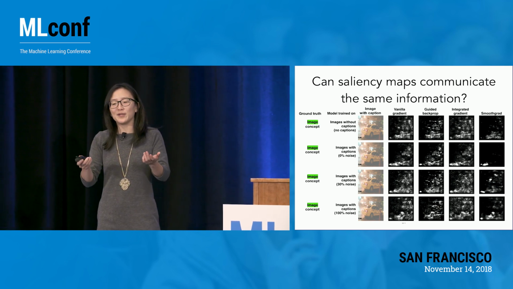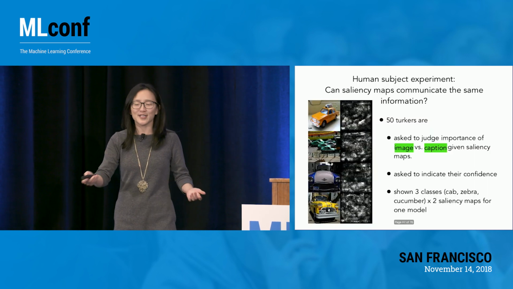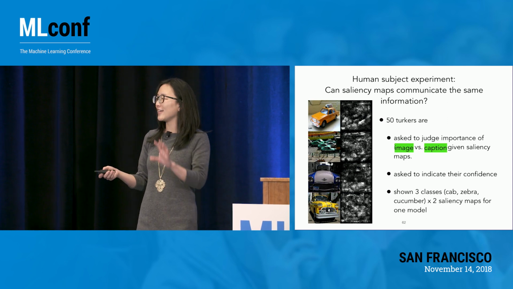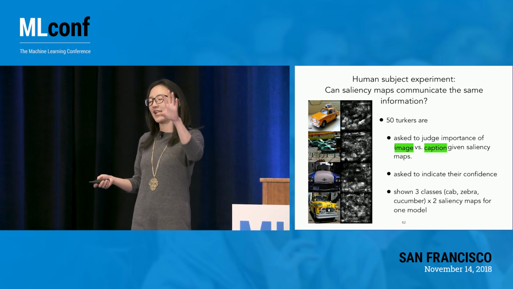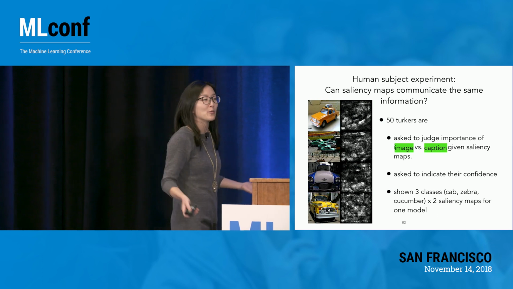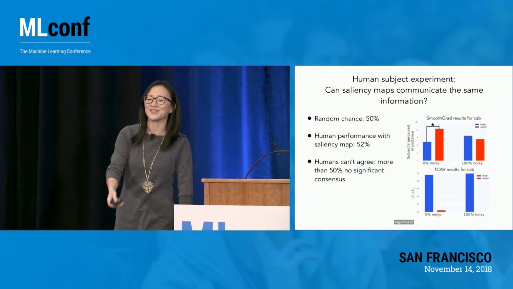But maybe you cherry pick this example, maybe. So we tested with Turkers. We asked 50 Turkers and gave them a set of images and a set of saliency maps on the right and asked them which concept was more important in their view. And the result is really interesting.